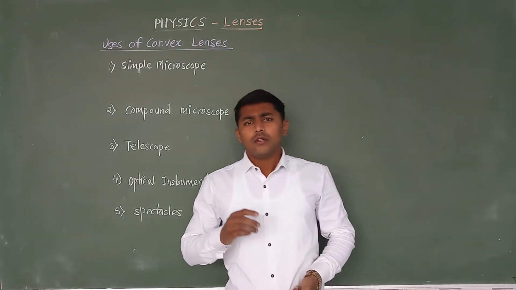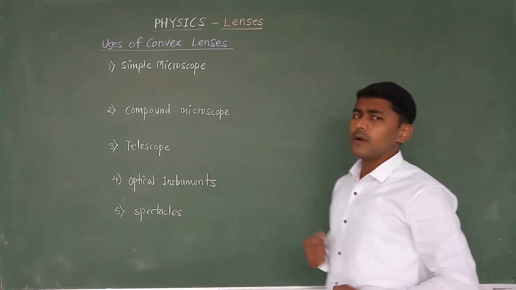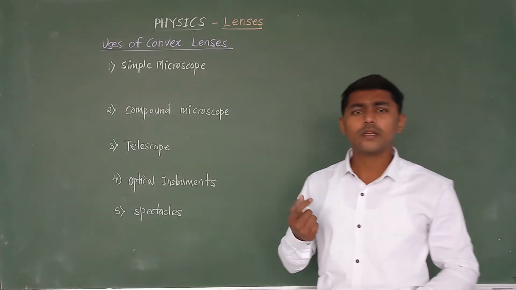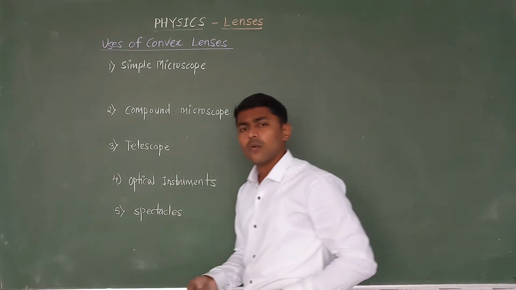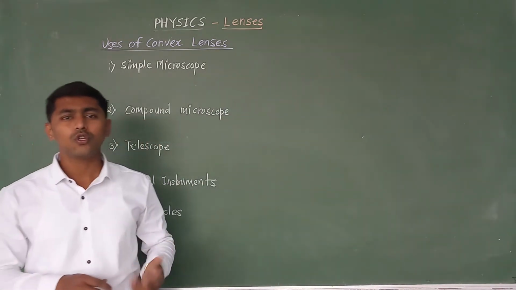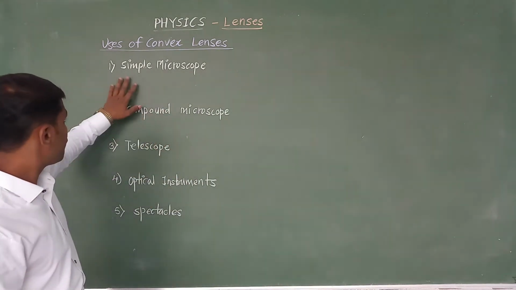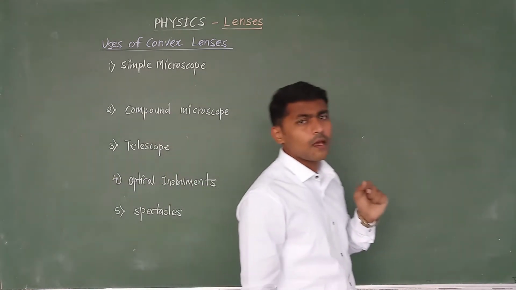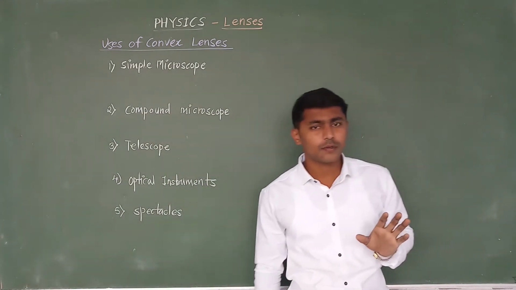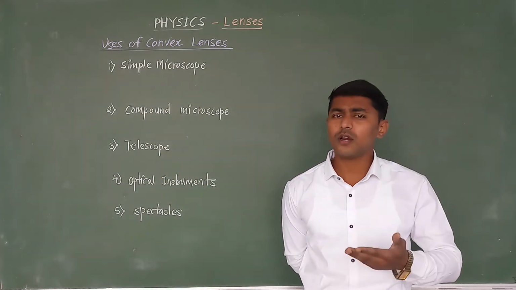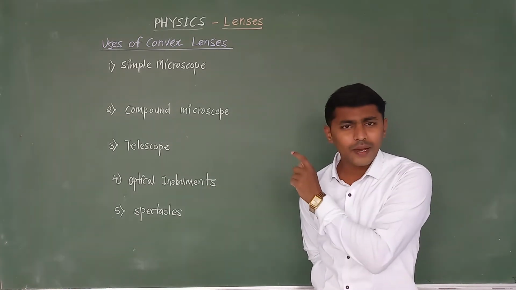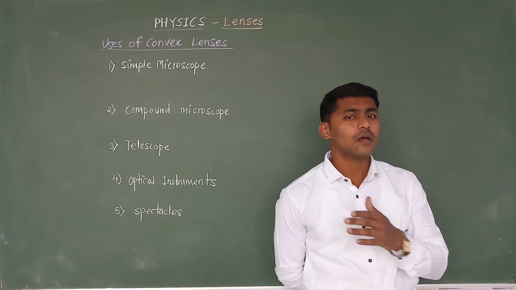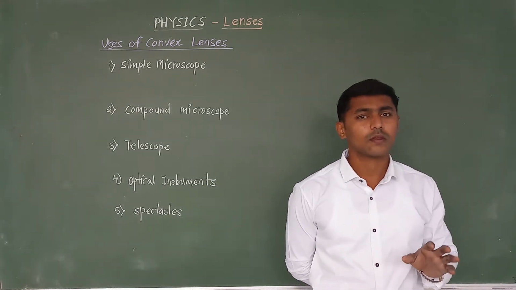Okay. So there are some common uses between convex lens and concave lens. Now we will see one by one what those uses are. Okay students, so the first use is the simple microscope. Whenever we are performing an experiment, we use a simple microscope as well as a compound microscope for biology.